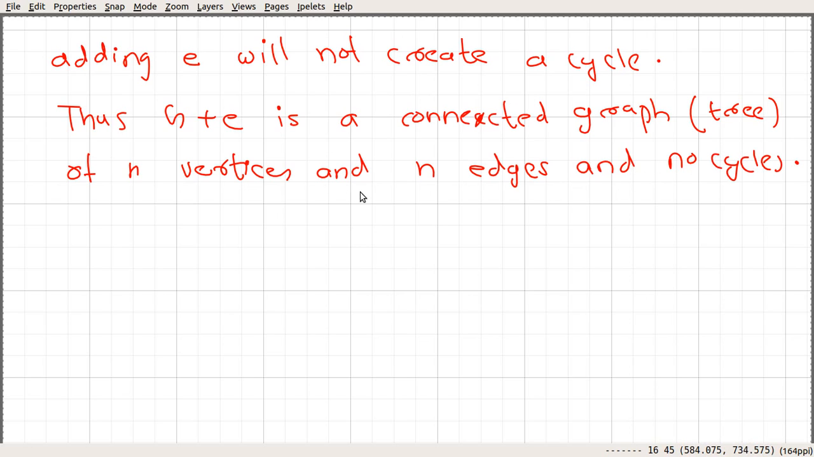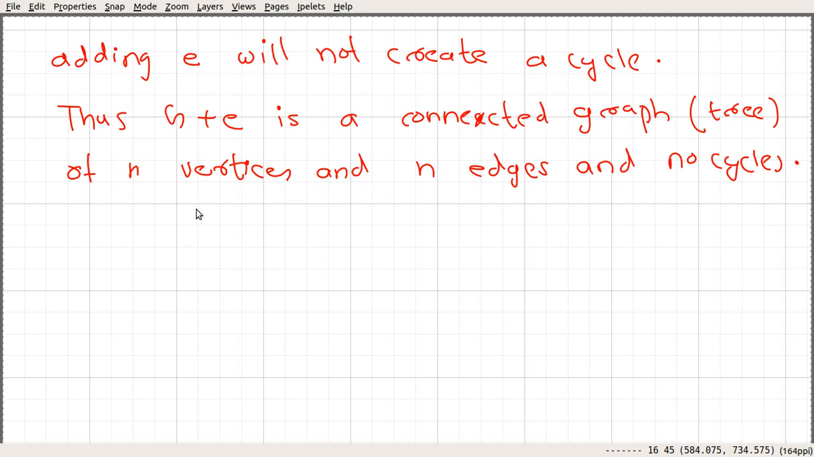So that's the contradiction that we get here, right? Here we have this tree, and this tree has n vertices and n edges, and it doesn't have any cycle. But in the previous video we proved that in any graph, if the graph is a tree with n vertices, then the number of edges will be n minus 1. So here in this graph G plus E we have n vertices and n edges, and this graph is connected and has no cycle, so it is a tree, but that is not possible, and that's the contradiction here.